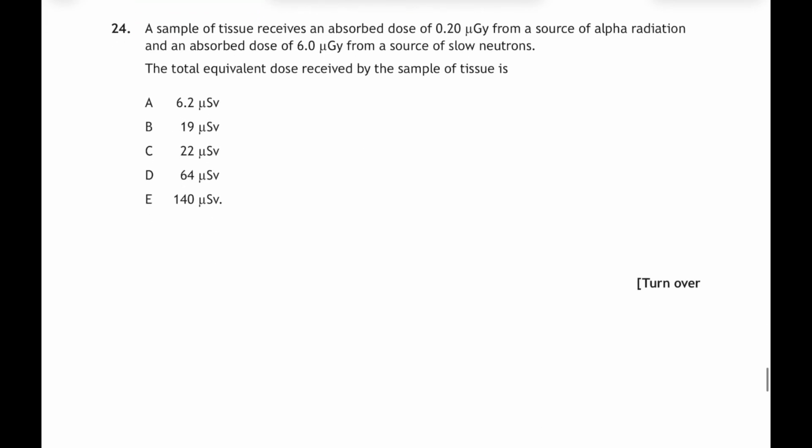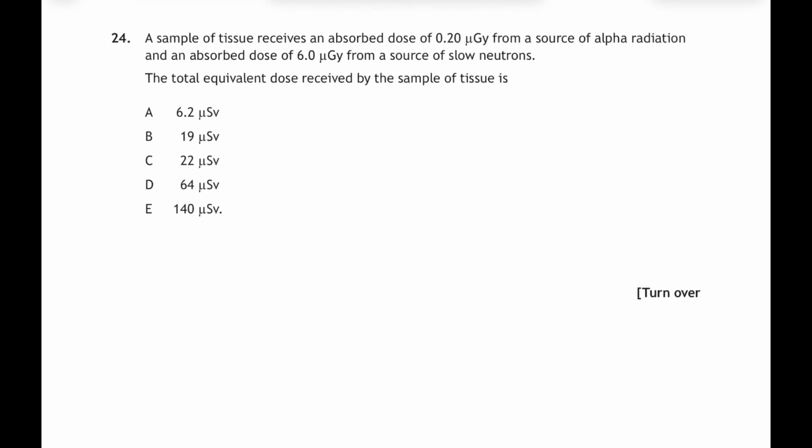And that corresponds to answer E, 23E. Nearly there. Question 24. A sample of tissue receives an absorbed dose of 0.2 micrograys from a source of alpha radiation and an absorbed dose of 6 micrograys from a source of slow neutrons. And we have to work out the total equivalent dose received by the sample of tissue.